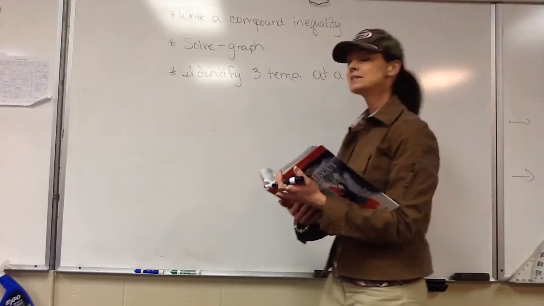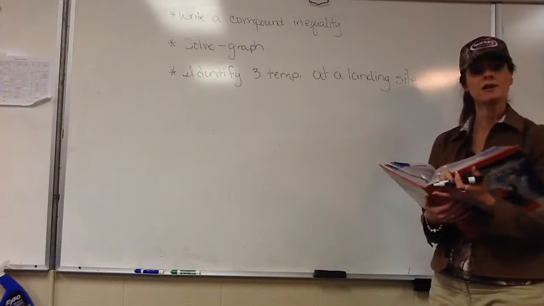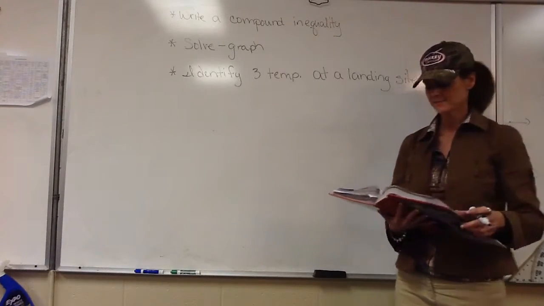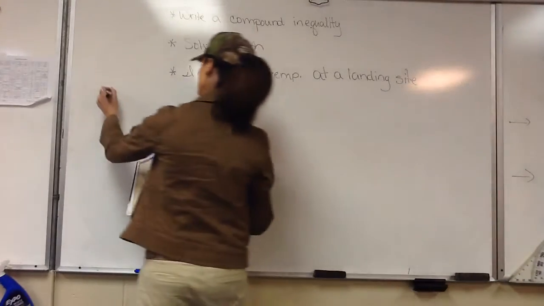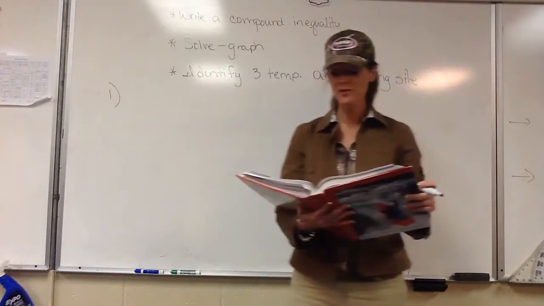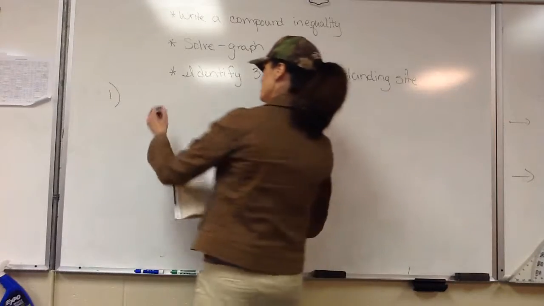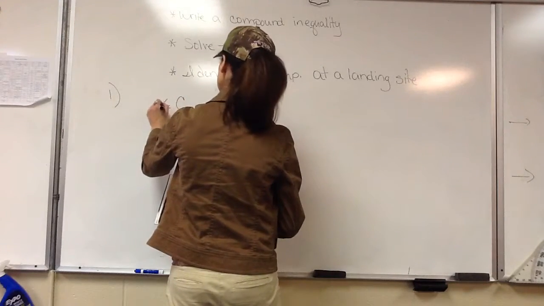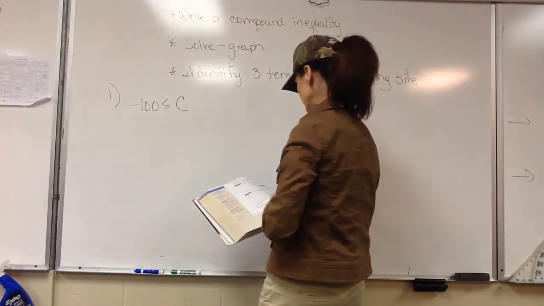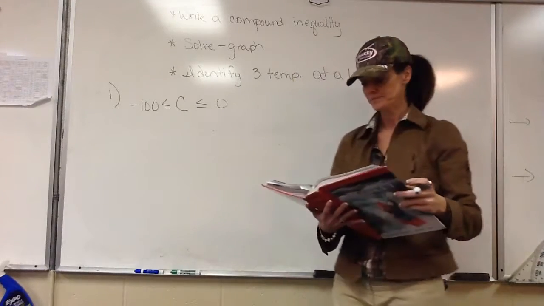Okay, so it asks us to do three things: write a compound inequality, solve and graph it, and then identify three temperatures at the landing site. So our first step, we're going to write a compound inequality. Because the temperature at the landing site ranges from negative 100 to 0, our temperature can be greater than or equal to negative 100 degrees Celsius, and it can be less than or equal to 0.